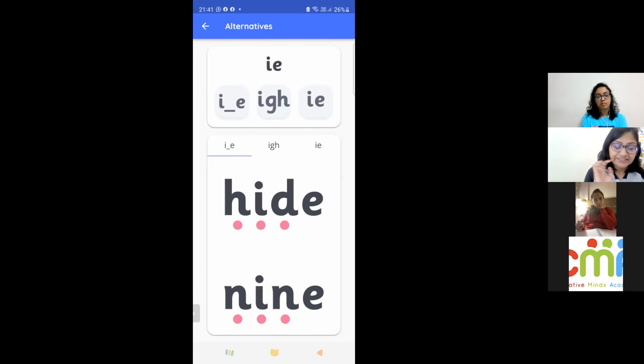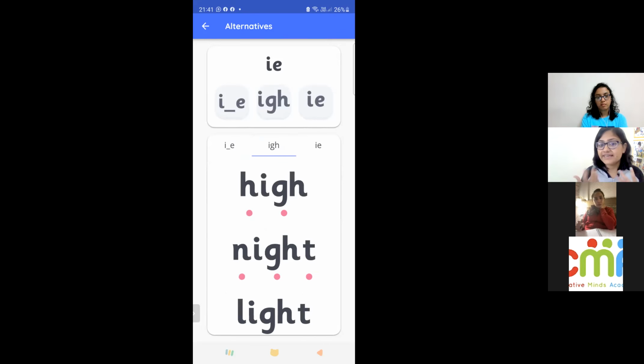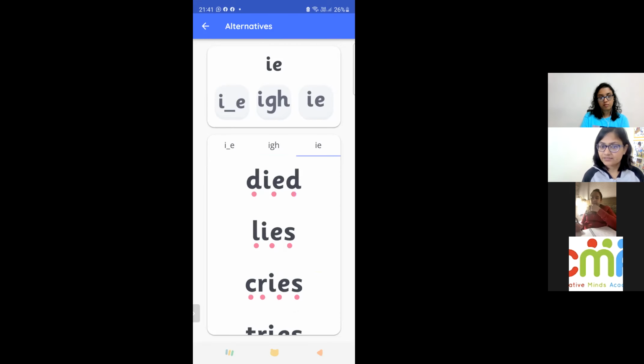Now, IGH. So these are silent letter words. You'll teach them that I, when it comes with GH, the GH is silent. So it is high. And we call it a trigraph. Why? Because 3 letters, 1 sound. So it is not a digraph, but a trigraph. And then we have IE. So that is when two vowels go walking, the first one does the talking.